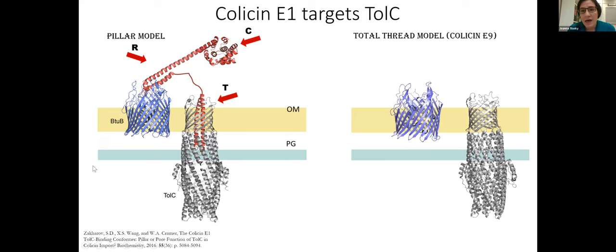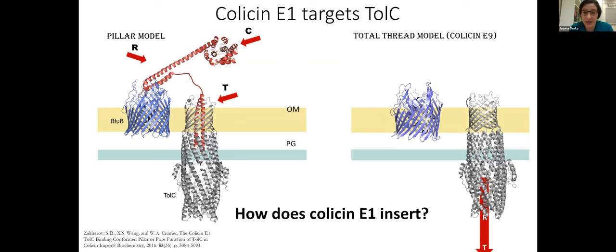Then you've got the TolA thread model, and this is based on colicin E9, where the R domain binds to BtuB, and then the T domain interacts with TolC, but doesn't really stay bound because once it comes to TolC, it pulls the whole thing through. Okay, so when we're looking for a plug, the question, of course, was how does it actually insert? Because that's going to matter on whether or not we can have a plug.